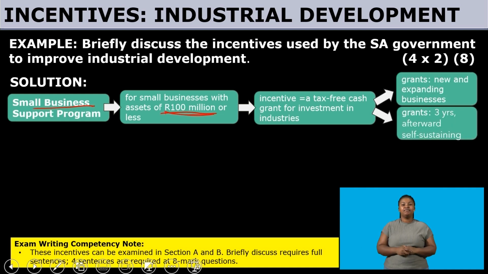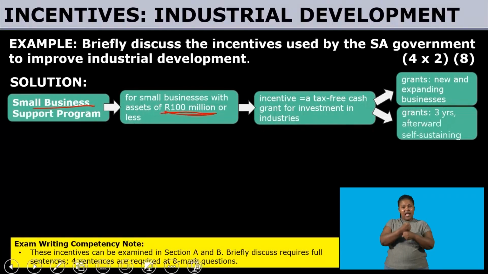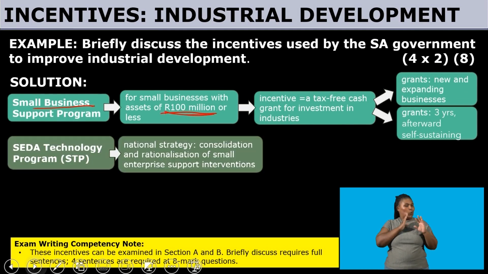So those grants are given for new businesses as well as for existing businesses, and these are small businesses that want to expand. It is given for a period of 3 years, and after that, it is believed that the business could be self-sustaining. We also have the SEDA Technology Program, the STP.